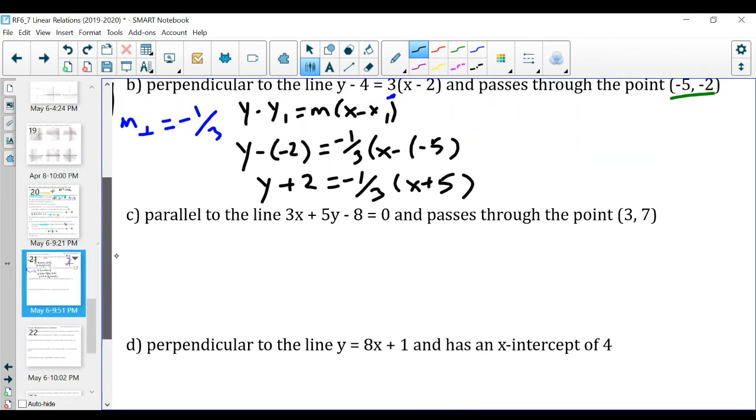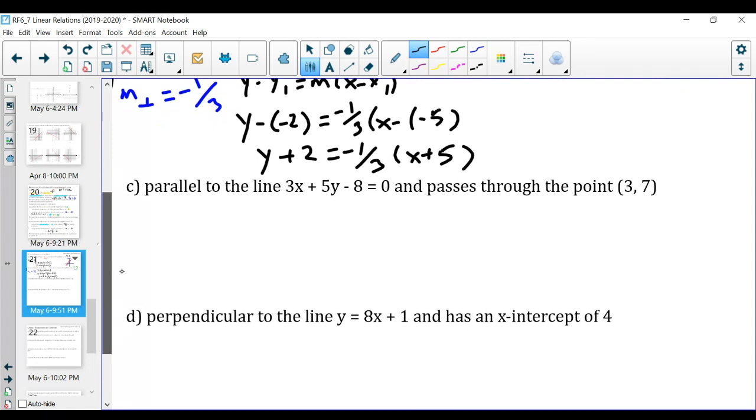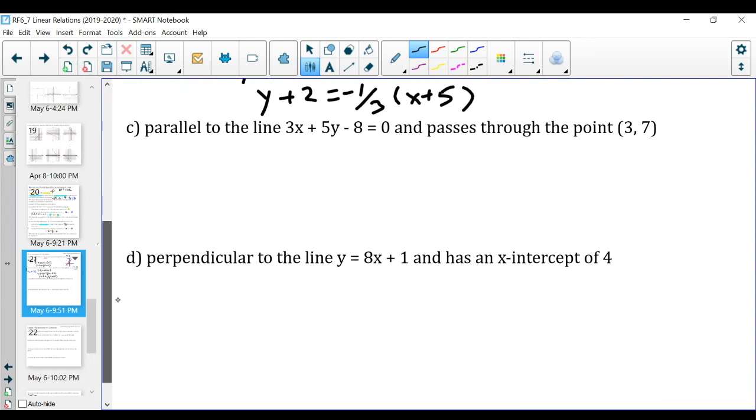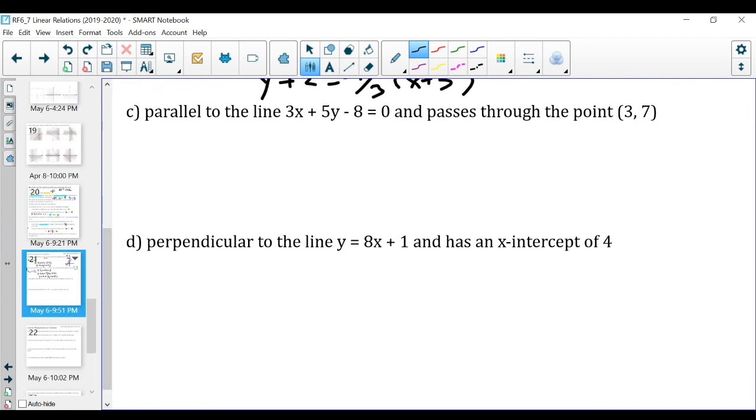In example number 3, we're looking for a line that is parallel to 3x plus 5y minus 8 is equal to 0, and it passes through the point (3, 7). One disadvantage of general form is it doesn't necessarily tell you the slope right off the bat. So we're going to convert this into slope-intercept form. I'm going to do that by isolating y, or moving y to one side by itself.